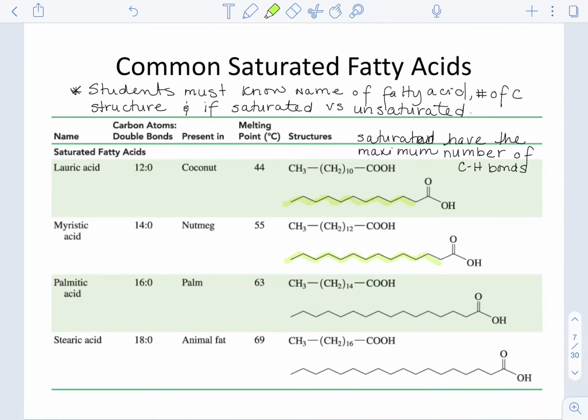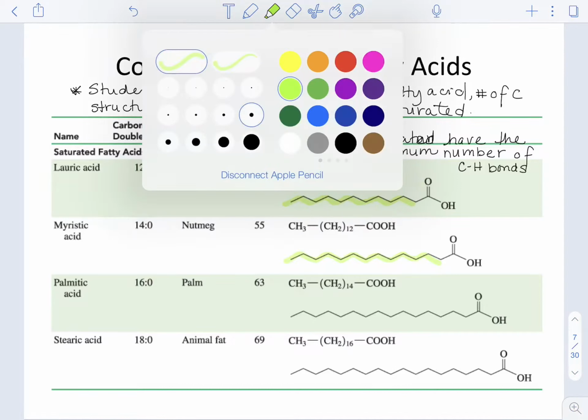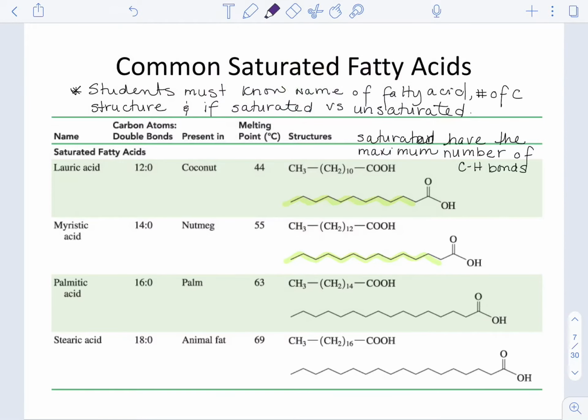Understand also that one of the important things to remember in biochemistry is to know the functional groups that are present. Fatty acids get their name because they contain a carboxylic acid, and I'm going to highlight it in purple. As you can see, this is the carboxylic acid functionality in your fatty acids.